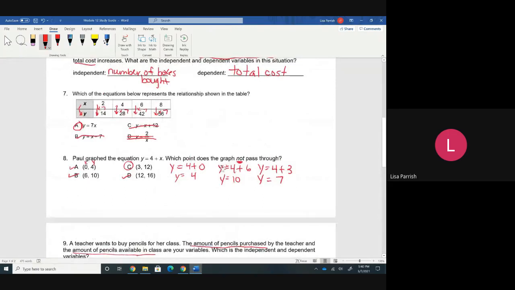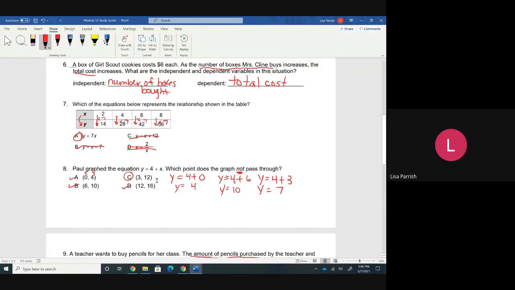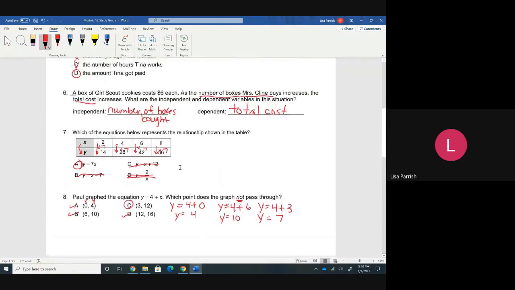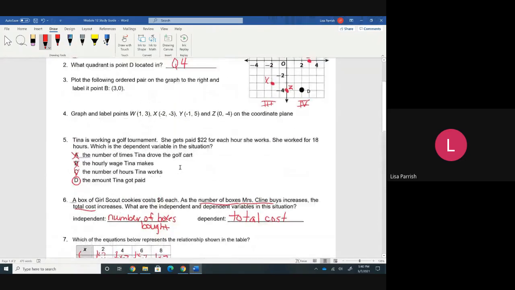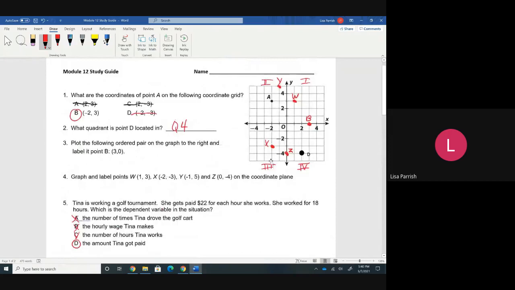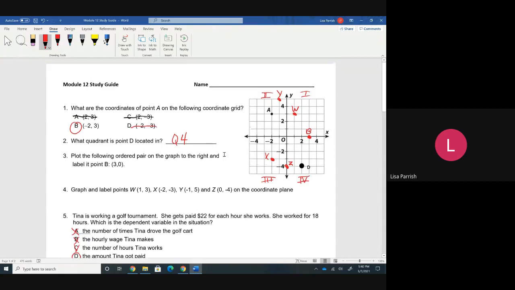Number 8, we did not do a whole lot with. So make sure you understand how to solve number 8. It's not hard if you know how to do that. Again, more independent, dependent. Make sure you understand the quadrants and how to plot points. Please review this information so you can feel prepared for the test tomorrow.